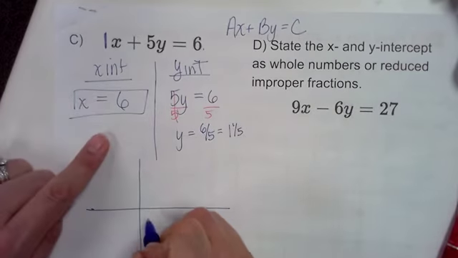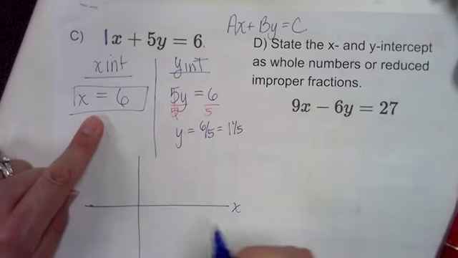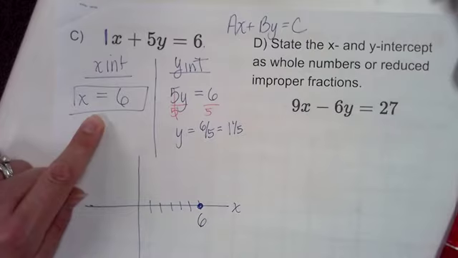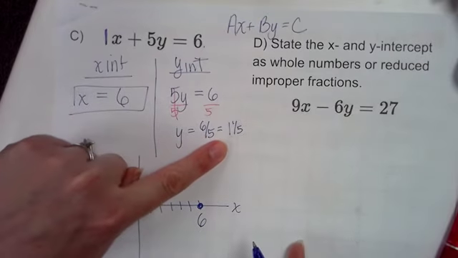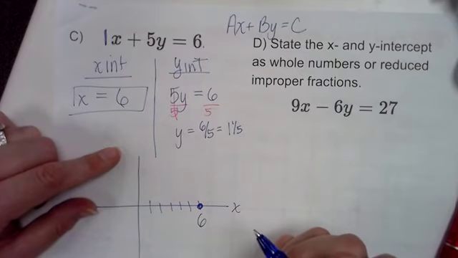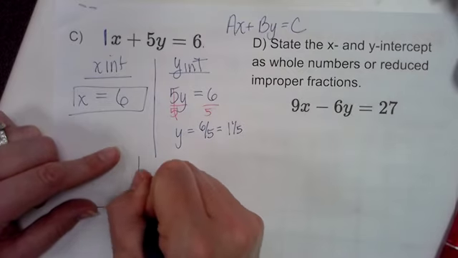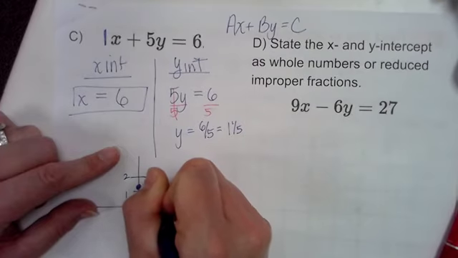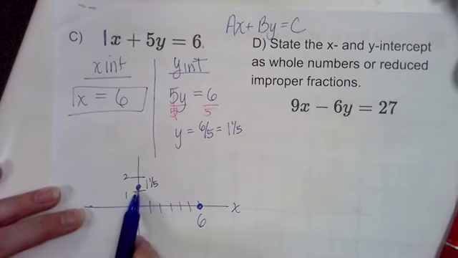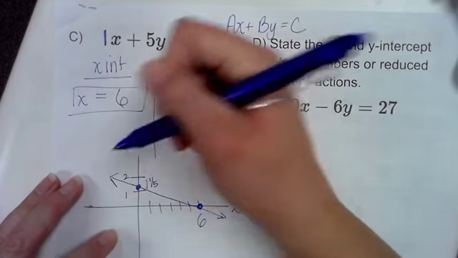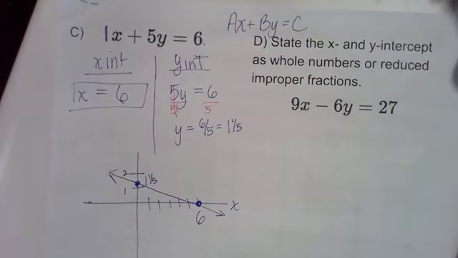All right. We have an x-intercept of 6. 1, 2, 3, 4, 5, 6. Right there, 6. We have a y-intercept of 1 1/5. Where is that? A little bit above 1. So 1, 2, and 1 1/5 is just a little bit above 1. Right there. And then we can connect the dots, because 2 points determine a line. Great.